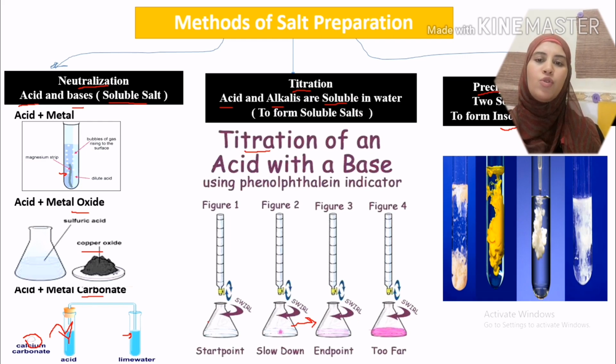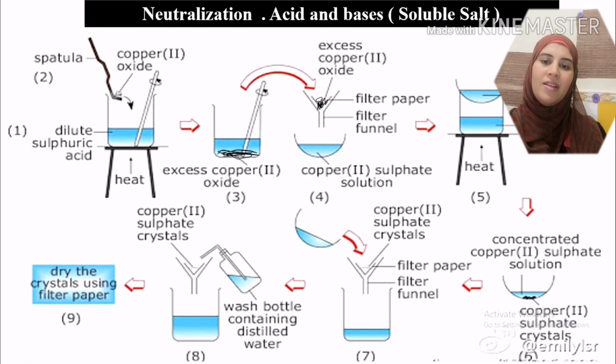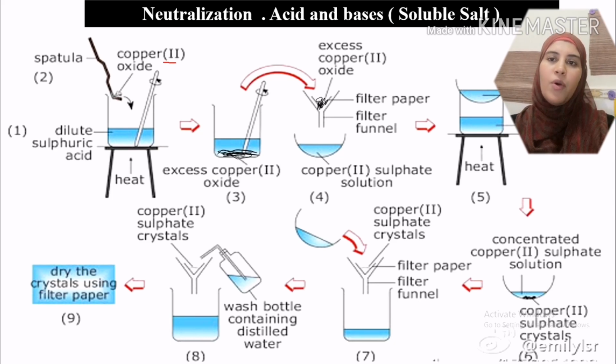Now we will start to memorize the steps of preparing salts inside the lab step by step. At first, the neutralization method. It is method A. It is used for preparing salt soluble in water from the reaction between acid and metal, acid and metal oxide, or acid and metal carbonate. At first, we will explain an experiment used for preparing copper sulfate by using copper oxide, black powder, plus dilute sulfuric acid.